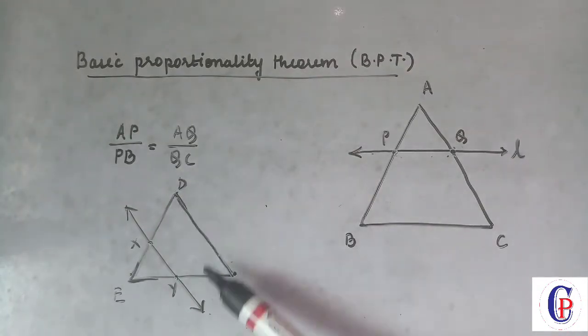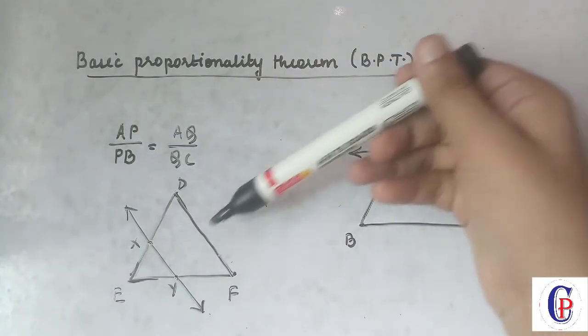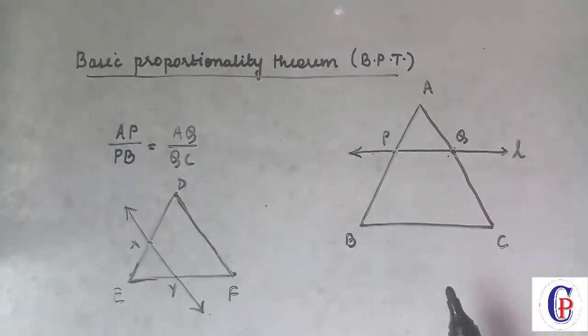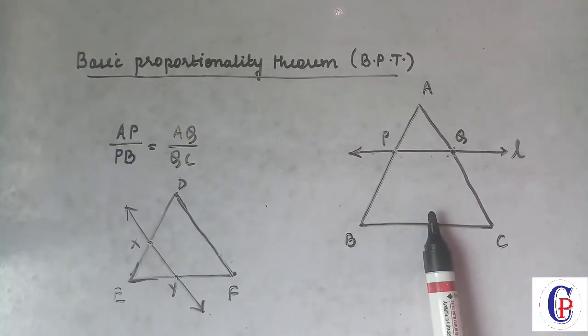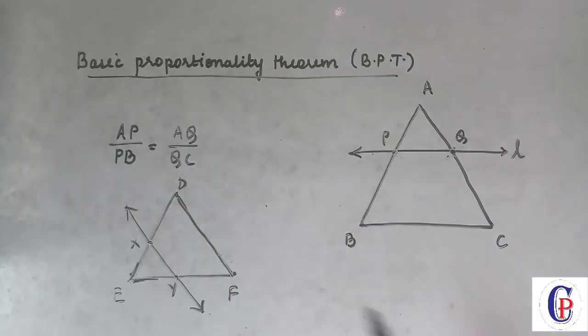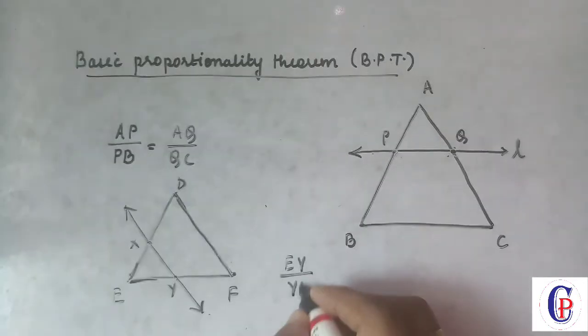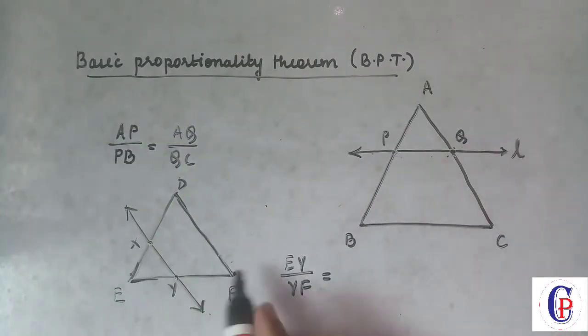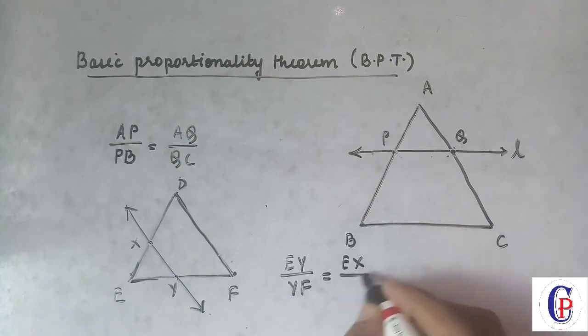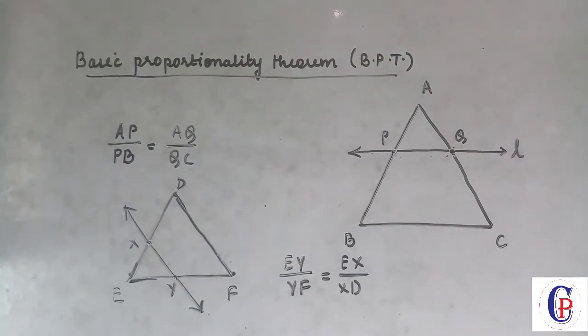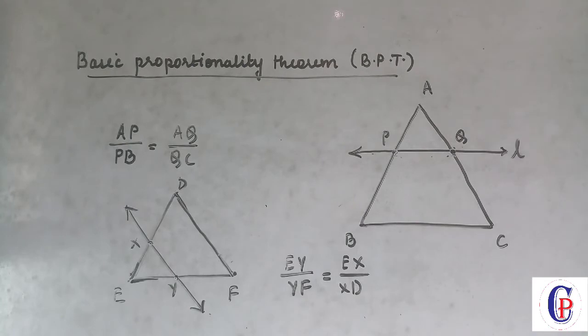So what is the answer? You have to see from this side, like we saw from this point before. So you can write EY upon YF is equal to EX upon XD. Done. This is your answer. This is the theorem, the basic proportionality theorem.